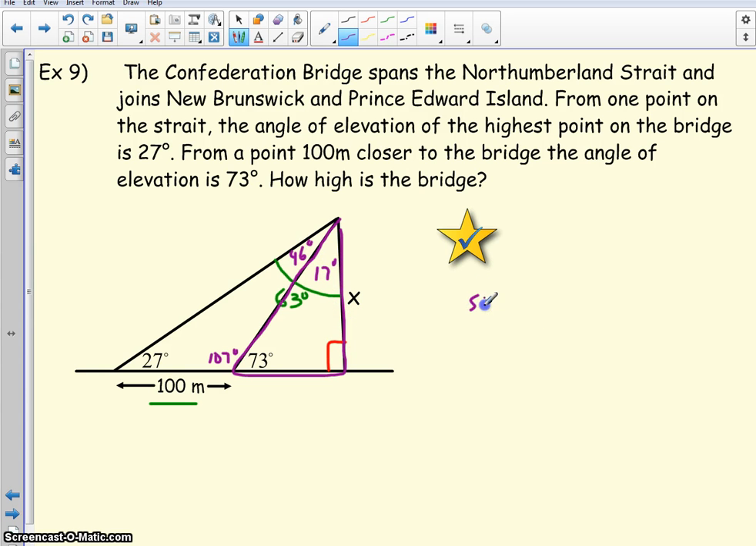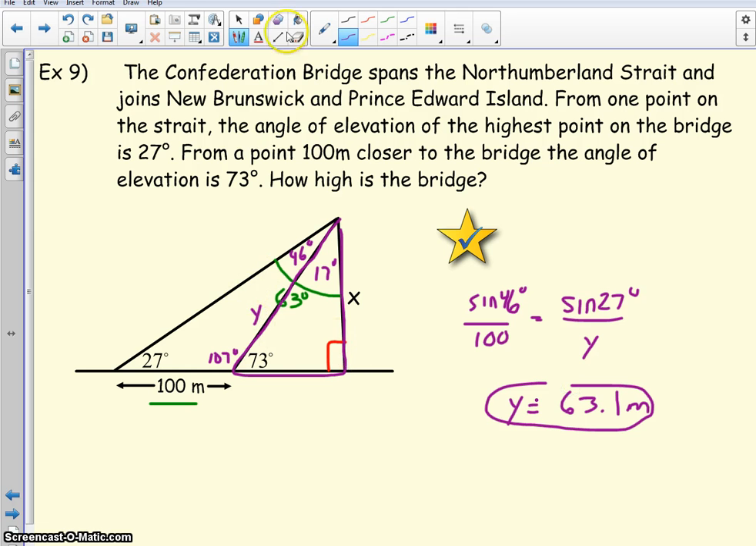So I'm going to use the 100 meters and the 46 degrees. So I'm going to have sine of 46 degrees over 100. And that will equal, if I'm going to try and solve for this side length right here, I'll call that y, sine of 27 degrees over y. I need to rearrange that equation and solve for y. So my calculations tell me that's 63.1 meters approximately.